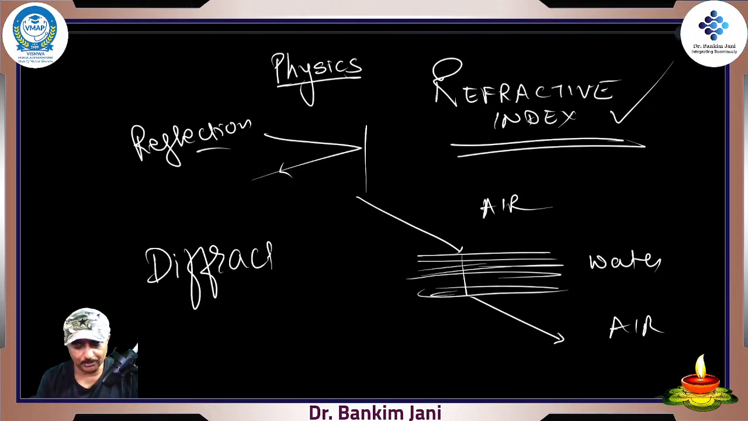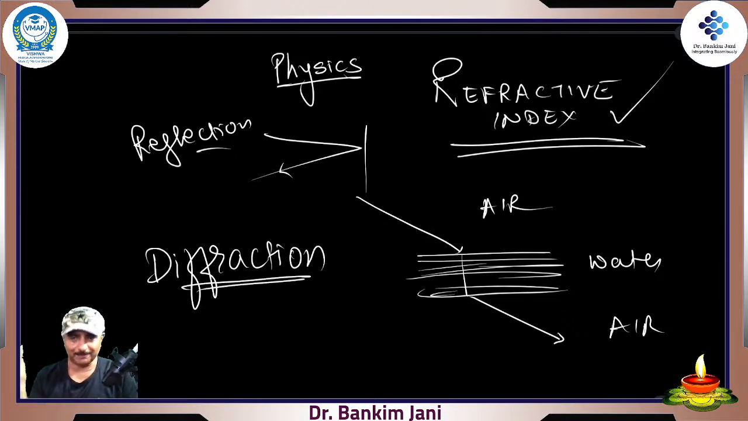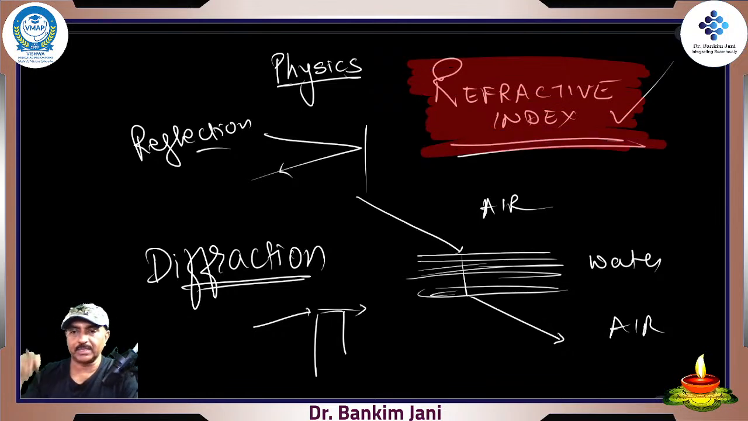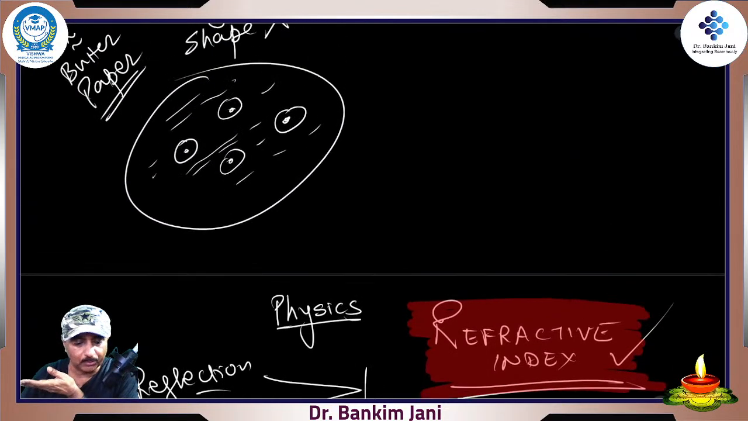Diffraction has got nothing to do with the medical part right now, but still, we love physics. Diffraction is when light is bent at an angle as it touches an edge. Bending at an edge, that is what is called diffraction. Well, our focus is on refractive index. Refractive index is important because it is due to this that we can watch different structures under the microscope. Over here, we won't be able to see that.